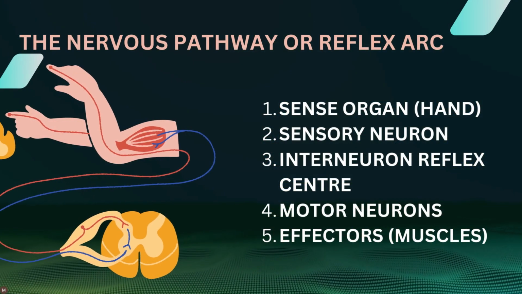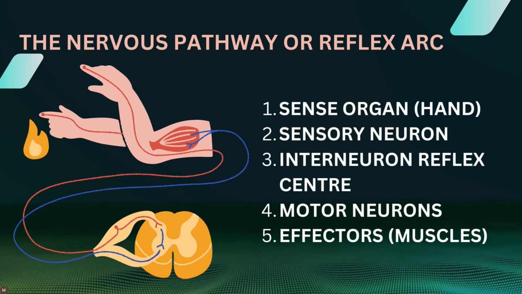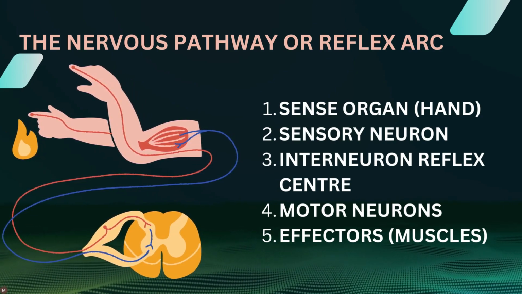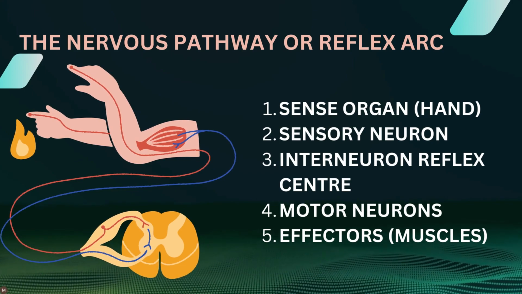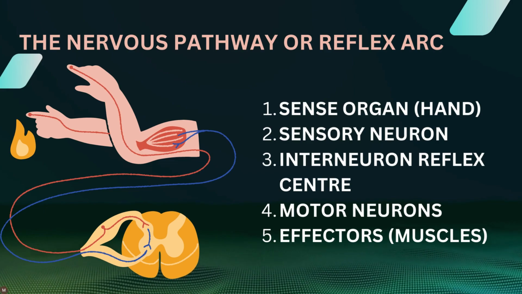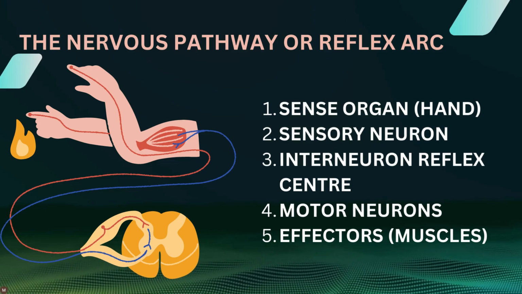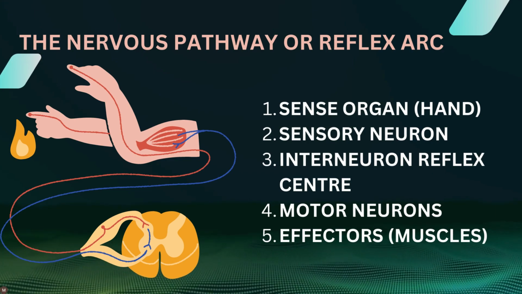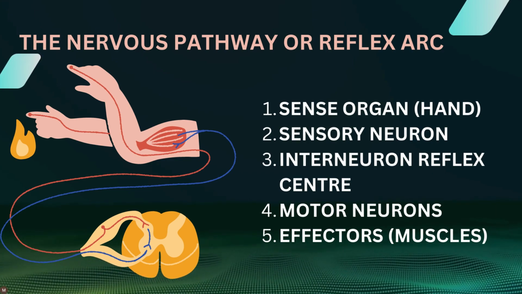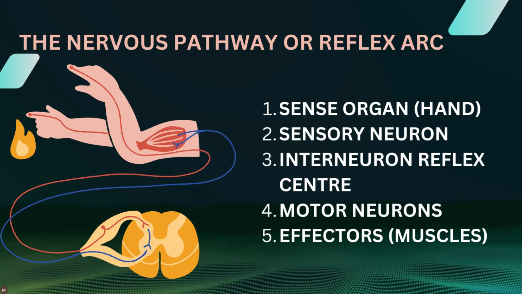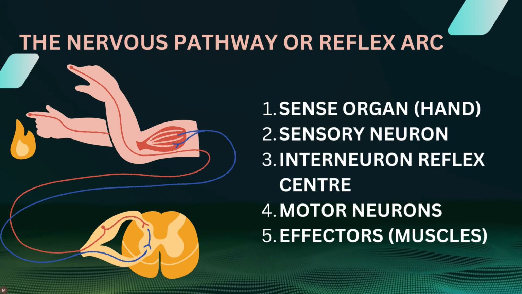So let's take a look at the nervous pathway or the reflex arc. Reflex actions are also known as reflexes. Your reflexes are the responses to external and internal environmental changes. The responses are immediate or automatic, without the intervention of will. These responses are without the help of the brain. In this case, the spinal cord acts as the control center. Such responses are called reflexes, which involve no conscious control.